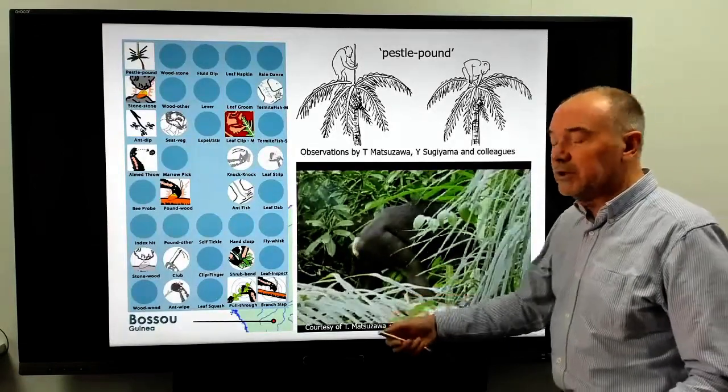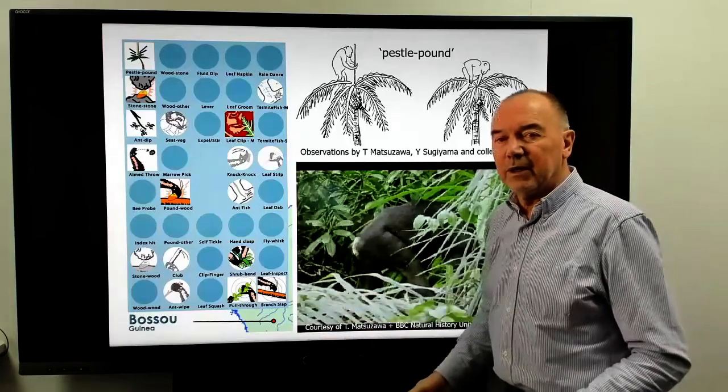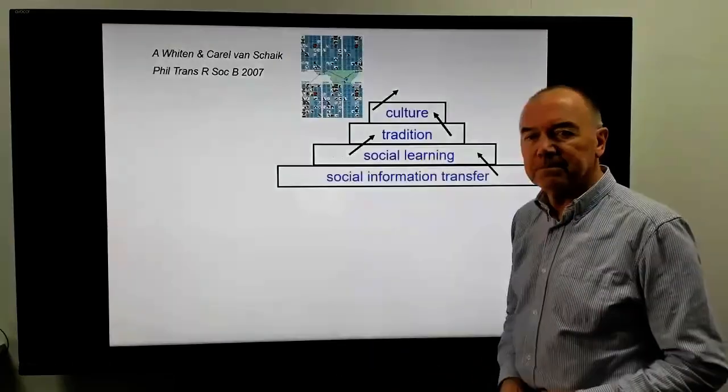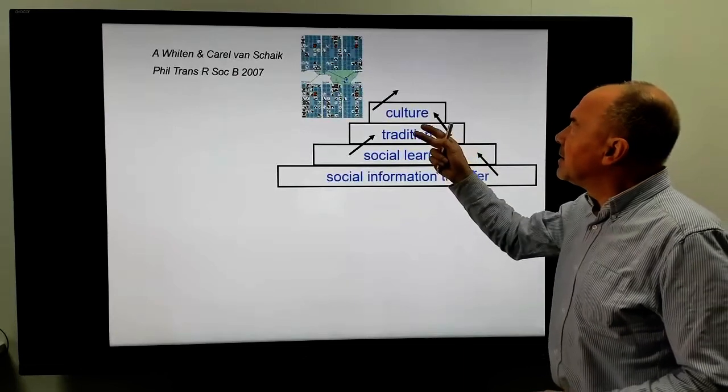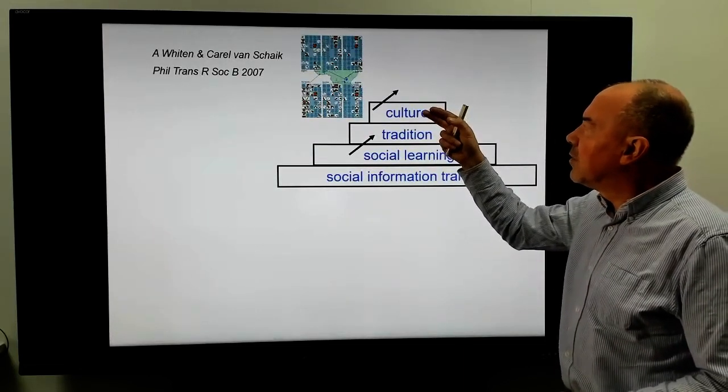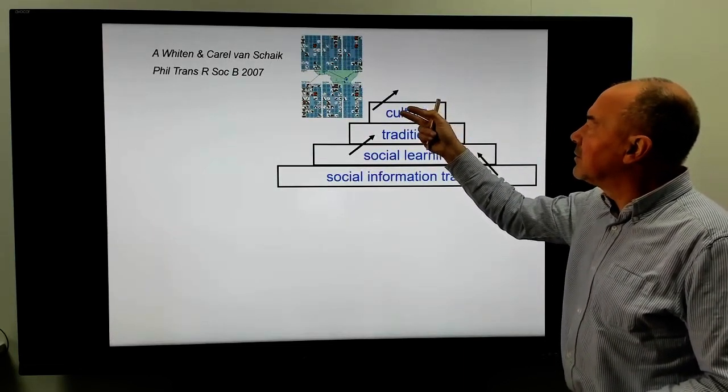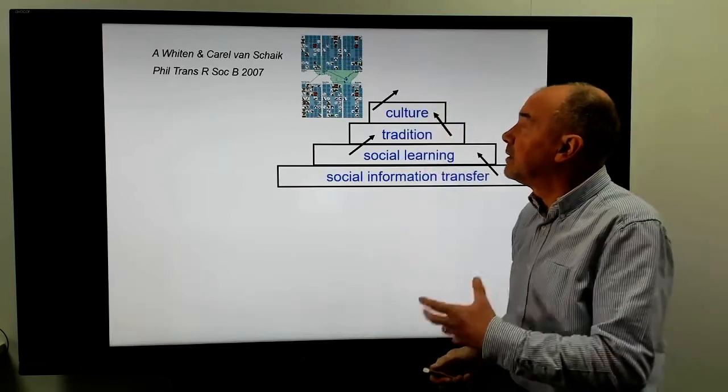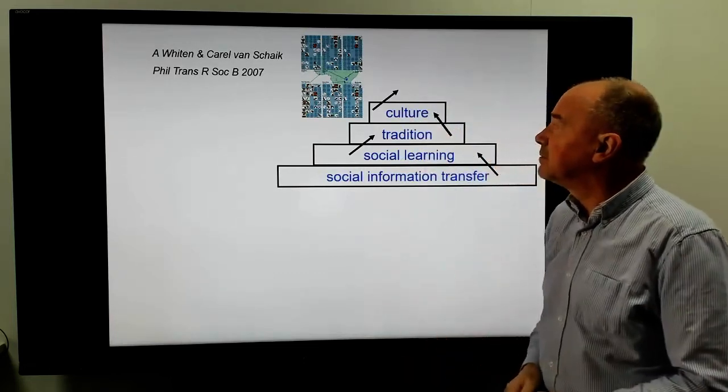So at Bossou, pretty much everybody does this. It's customary, but not elsewhere. So that's one other notion of what culture could be thought of as, one step beyond the mere existence of at least a tradition.